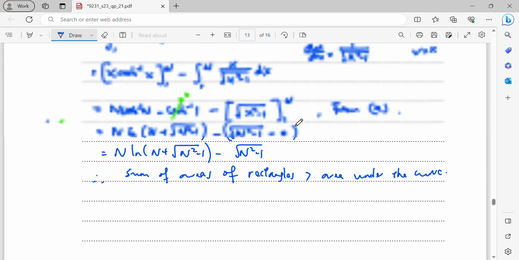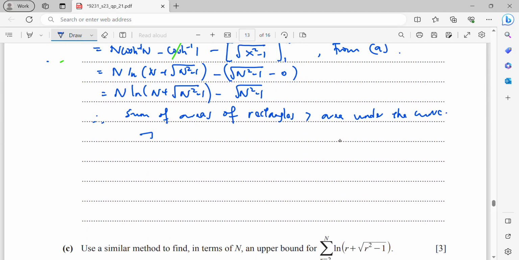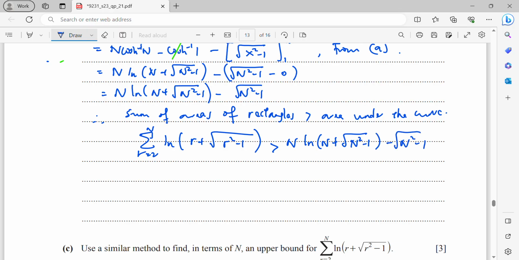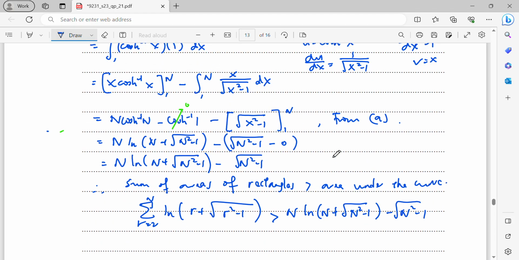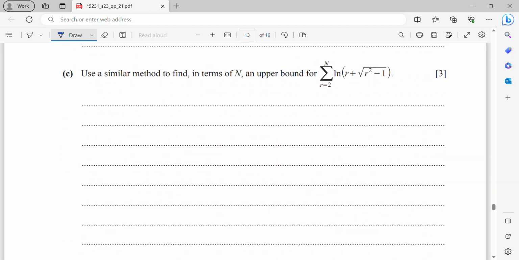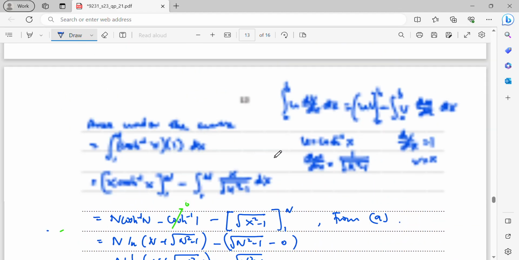Okay, therefore you can just rewrite the summation r from 2 to n of ln of r plus square root r squared minus 1, which is basically greater than n ln n plus square root n squared minus 1, then minus square root of n squared minus 1. So done this part. Now for part C, use a similar method to find, in terms of n, an upper bound for this sum. Okay, so for this part, I have to refer to this part now.